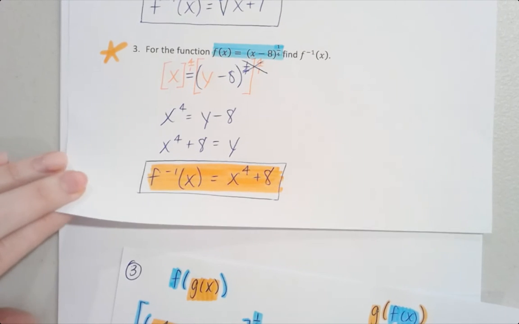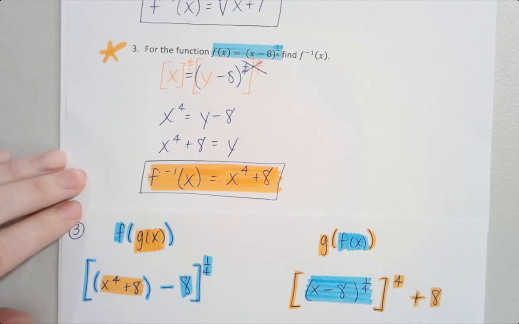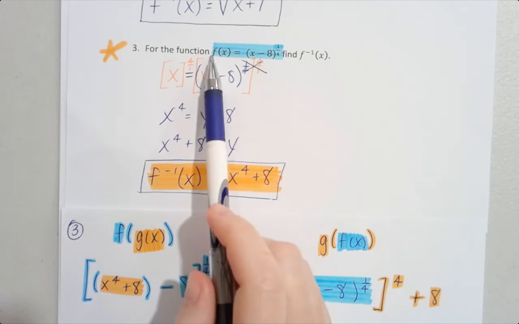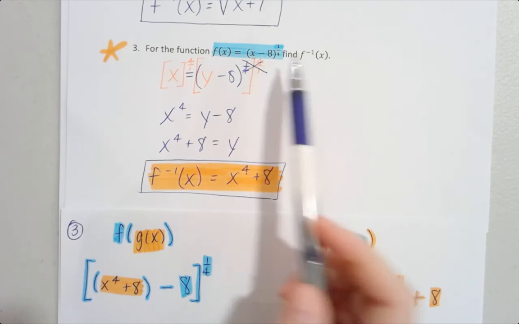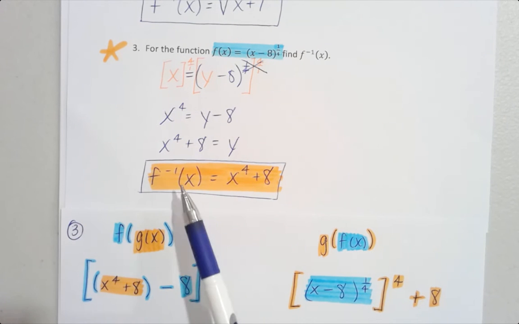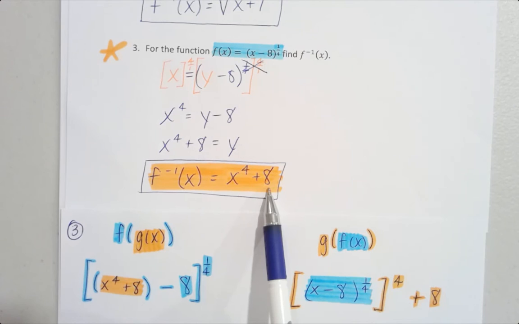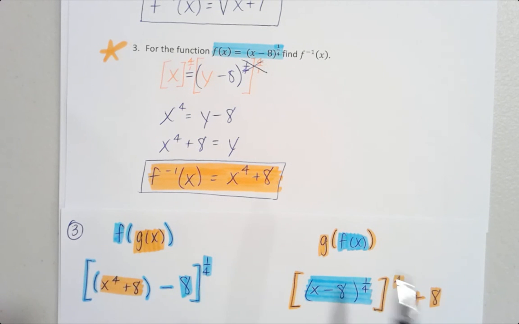I'm going to do one more example that's a little bit more complicated. This was from the second set of problems that we did. It was number 3. And again, it's where we were given this function as the original, x minus 8, all to the 1/4 power, and then we found the inverse function, which was x to the 4th plus 8. So I've set up here f of g of x and g of f of x.